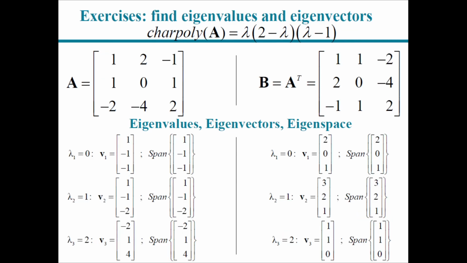Okay, so here 0 was an eigenvalue, and 2 and 1. So the determinant of this matrix is 0 because the determinant is the product of eigenvalues. So 0 times 1 times 2, so it's 0. That means this matrix A is not invertible.